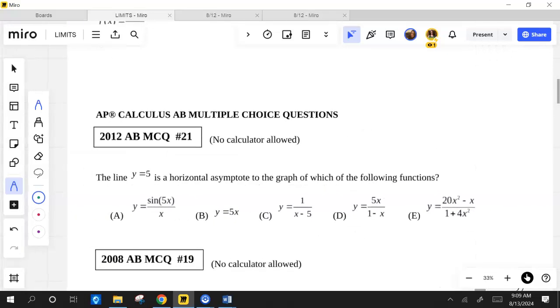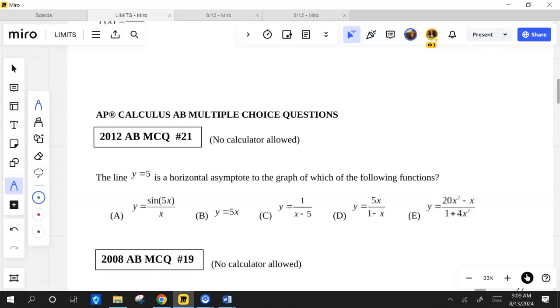All right, I would be remiss if I did not show you how this was applied on the exam. Stay with me. I just have a little bit longer. Just these 2 quickly. This is a 2012 multiple choice question that showed up. The line y equals 5 is a horizontal asymptote to which of the following functions? So this is a non-calculator.